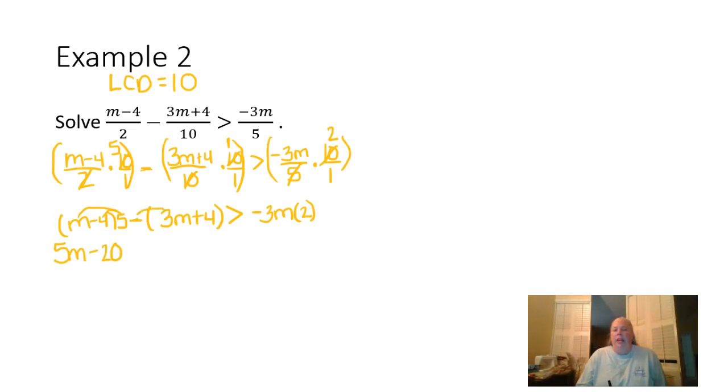And I'm going to distribute the negative into the parentheses. That's going to give me negative 3m minus 4. And this will be greater than, and I can just multiply these two. That's going to give me negative 6m.